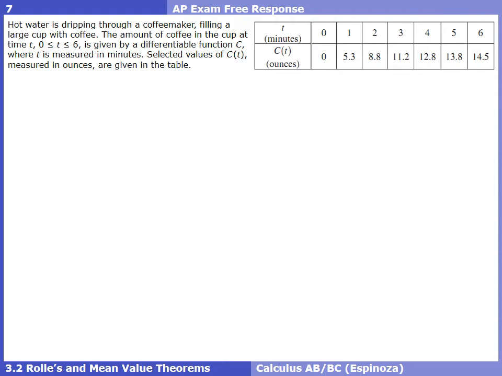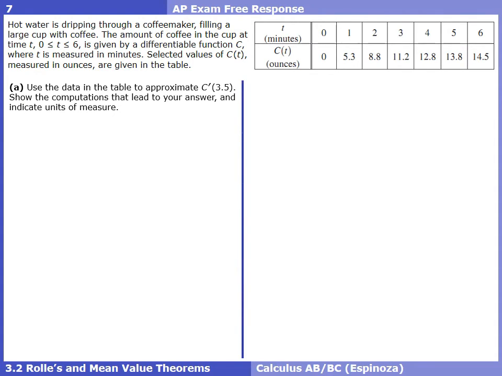So the setup and what they give you is not too hard to understand, but we have to take some time here to make sure we understand what we're given. So let's jump into part A of this problem. We need to use the data in the table to approximate the derivative of c at 3.5. And of course, we're going to show our computations, and we're going to need to indicate the units of measure.